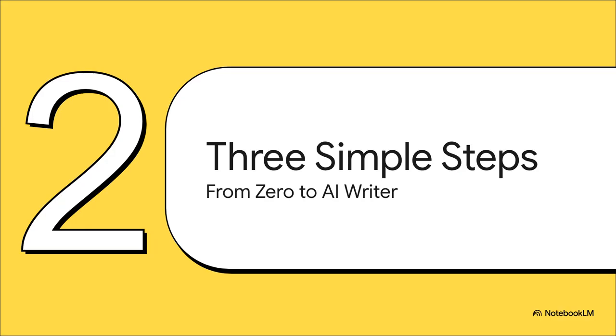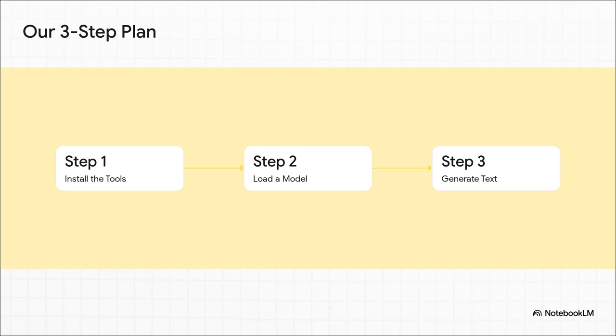So with those two tools, the library and the key, building your own AI writer is not some huge complicated thing. Not at all. It really just comes down to 3 simple steps. So here's the game plan. It's super straightforward. Step 1, install the tools. Step 2, grab an AI model from that huge library and load it up. And step 3, give it a starting sentence and, well, watch the magic happen.